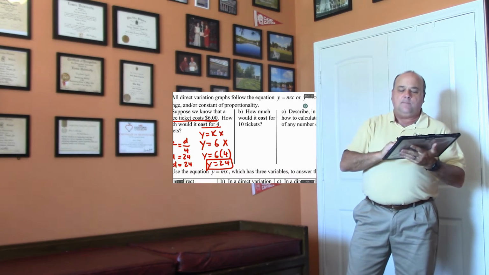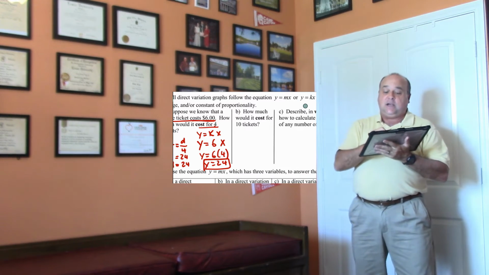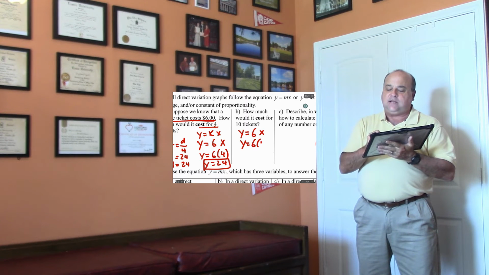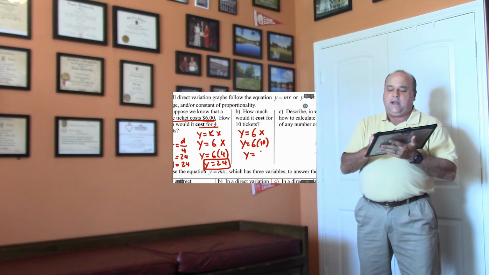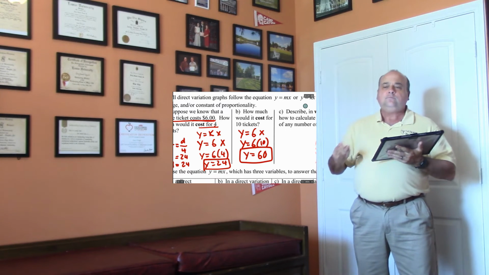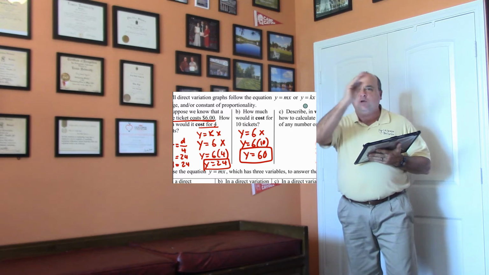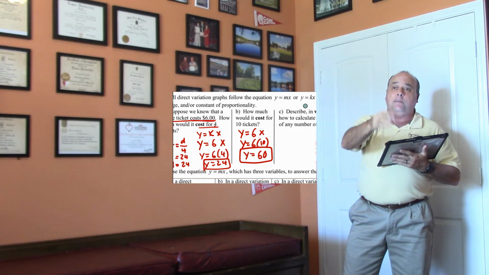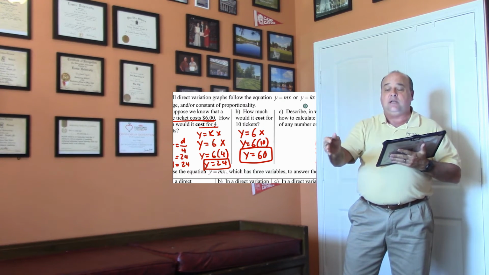Let's go to letter B. How much would it cost for 10 tickets? y equals 6 times x, y equals 6 times 10, and you would get y equals 60, wouldn't you? So now we're not making a proportion, we're either going to replace the y or the x. The y is the total amount of money, the x is the number of tickets.